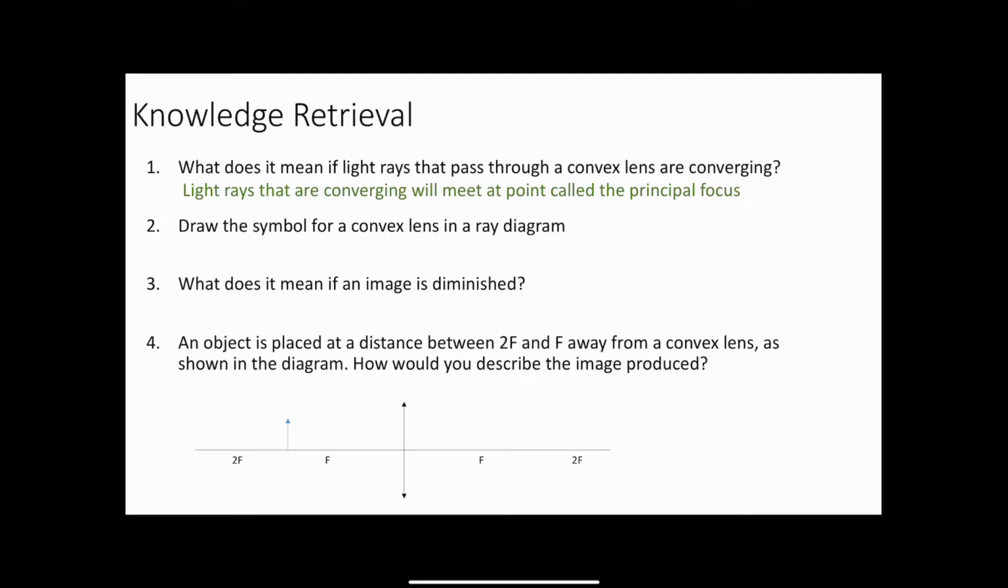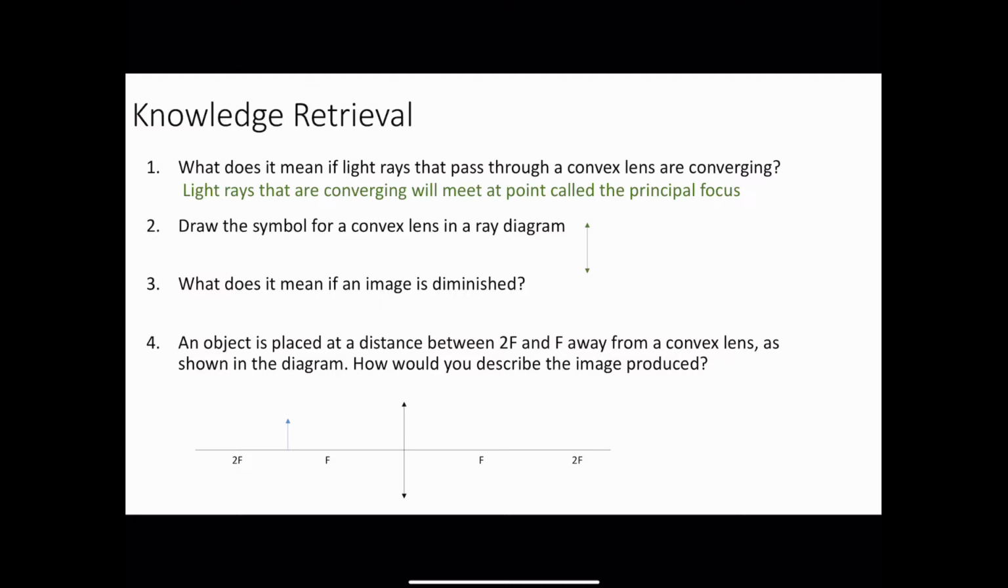Question number 2 asks you to draw the symbol for a convex lens in a ray diagram. So we knew that a convex lens in reality looks like a tear almost, okay? It's got that tear shape where it's skinnier at the top and bottom compared to the middle. If we're drawing a ray diagram though, you can have a look at the bottom and you can see that in a ray diagram we draw it like so. It's essentially a line with an arrowhead at the top and the bottom.